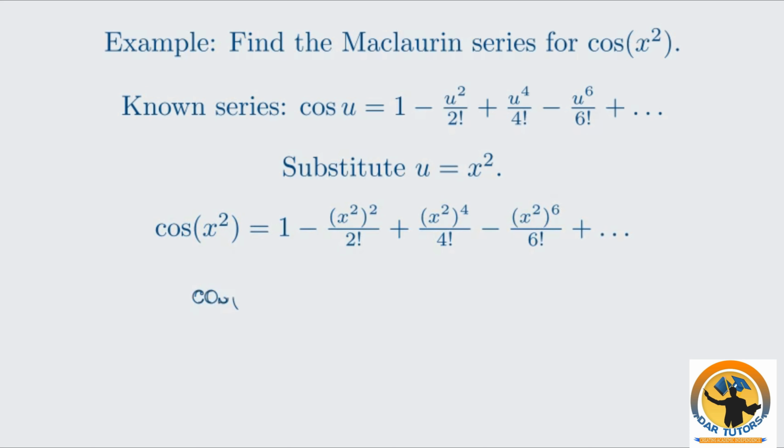Simplifying the exponents, we find the series for cos of x squared is 1 minus x to the 4th over 2 factorial, plus x to the 8th over 4 factorial, and so on. Notice that this series only contains even powers of x. So we've seen how to use substitution to find series for composite functions. This is a powerful and efficient method.